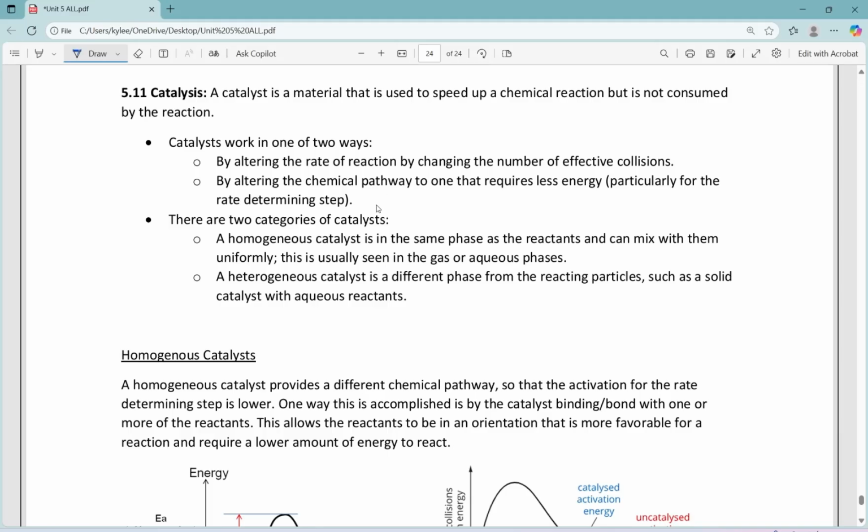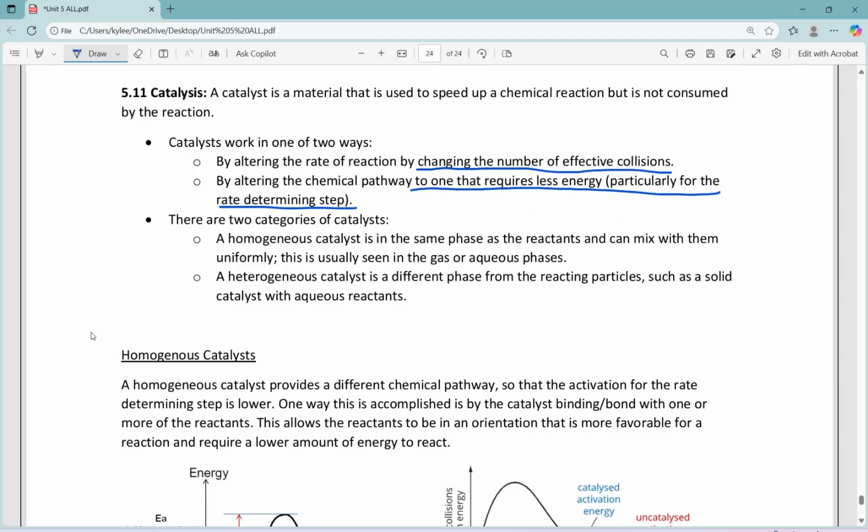So we can look at catalysts as working one of two ways. One is by changing the number of effective collisions. So we're making the collisions happen better, more effectively. Examples of that might be the catalyst provides a surface area for the collisions to happen on. The other way that a catalyst can be used is by altering the chemical pathway to one that requires less energy, especially for the rate determining step. So it can give a lower activation energy.